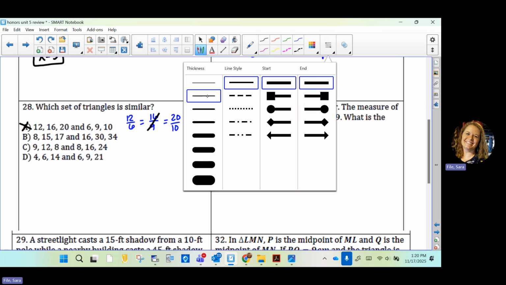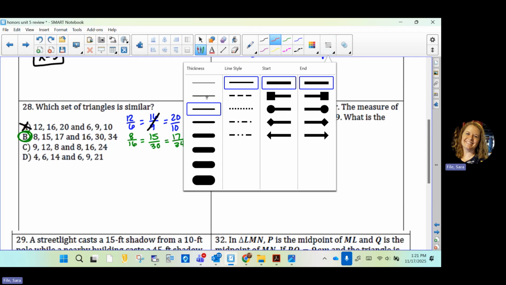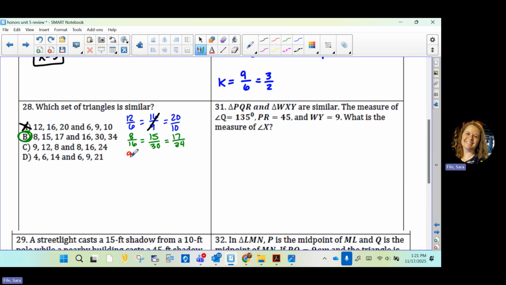Okay, so in B, I would check 8 is to 16, as 15 is to 30. So far, so good, right? 1/2, 1/2. And then 17 is to 34. Is that 1/2 as well? That one works. So those are similar. I don't know if this is a multi-select or not, so let's just check the others to be safe. For the C, I would check 9 is to 8, as 12 is to 16, as 8 is to 24. None of those are the same. Not equal.